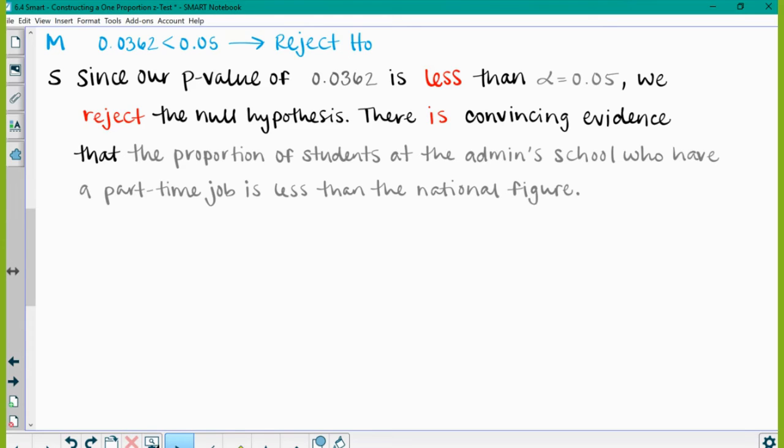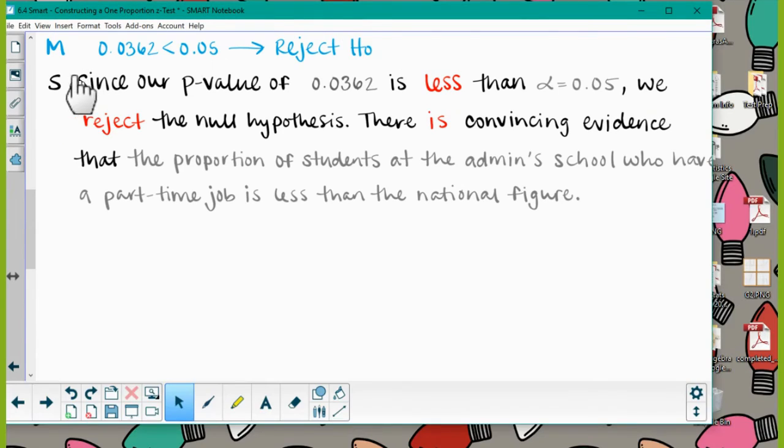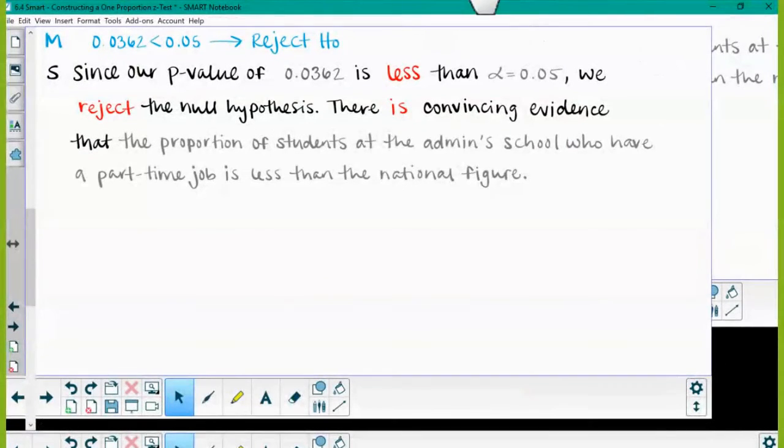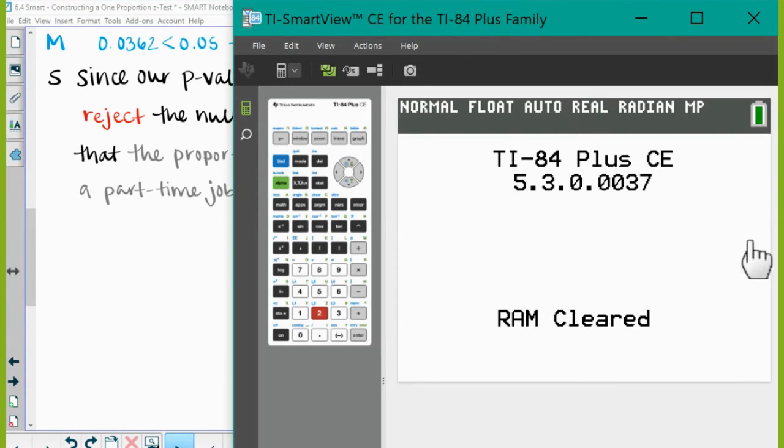So while you are writing this down, I'm going to start walking you through how you could do this in your calculator. Remember, everything else has to be there. The calculator steps will replace calculate the test statistic and obtain the p-value. I'm going to full screen this for now. I will come back to the conclusion.